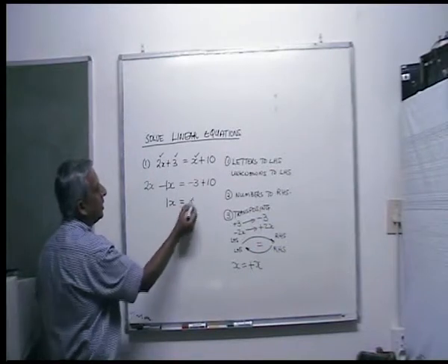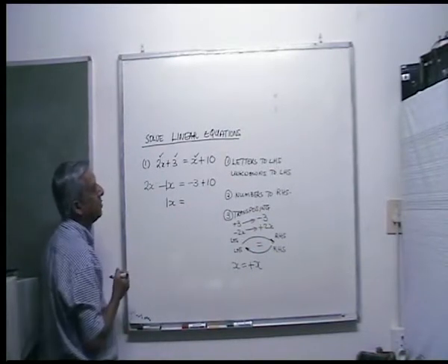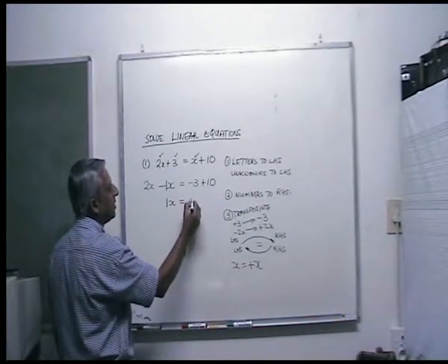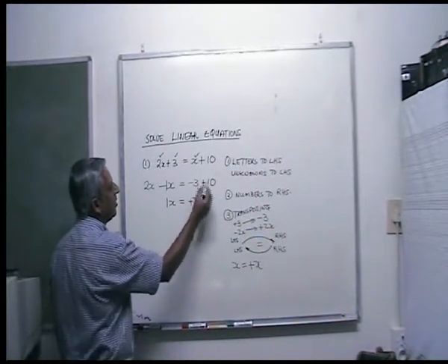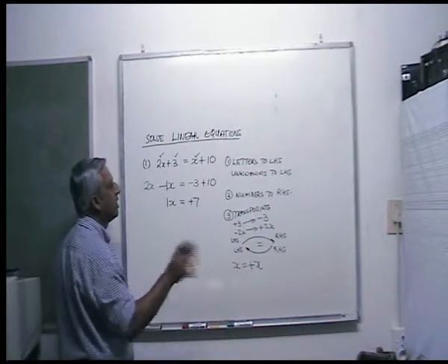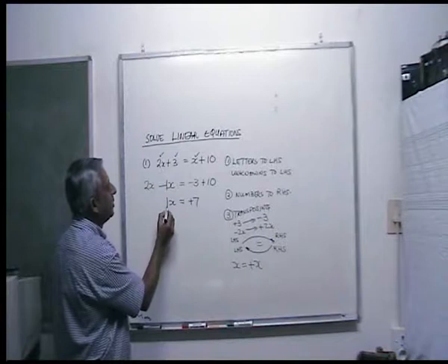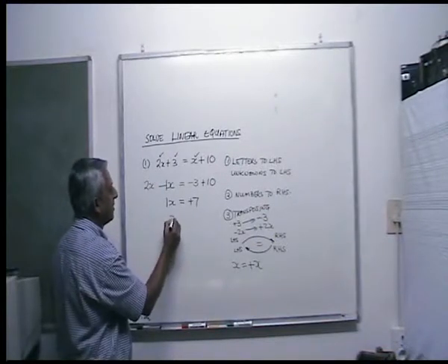X is equal to. Now you got integers here, you're adding them up. Minus 3 plus 10 will give you plus 7. Now if you're a little lost about this, just use your scientific calculator and let it help you. So you're ending up with x is equal to 7.